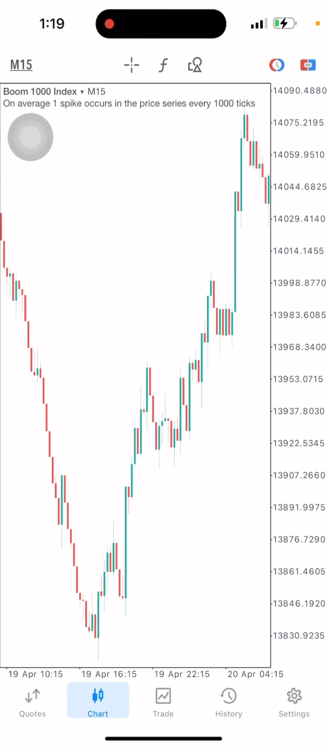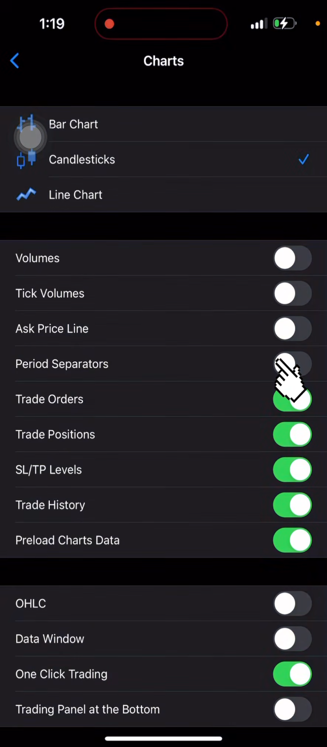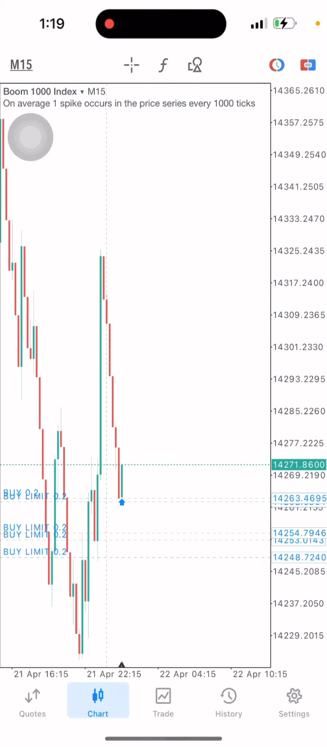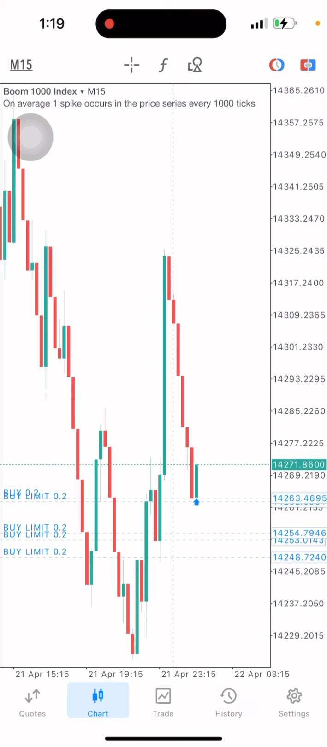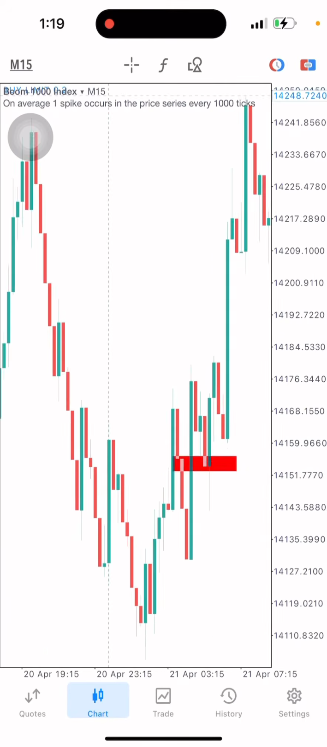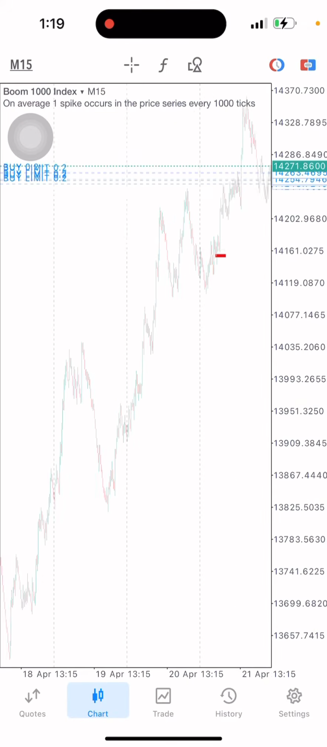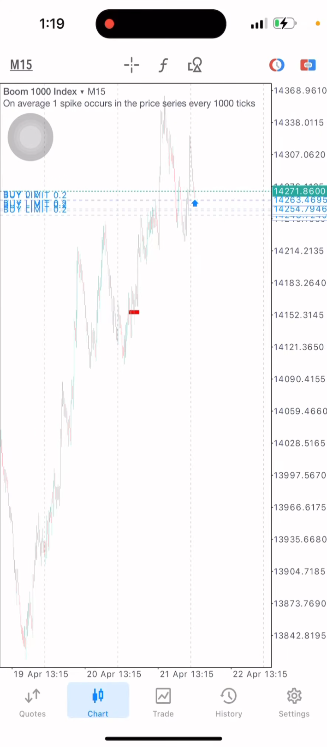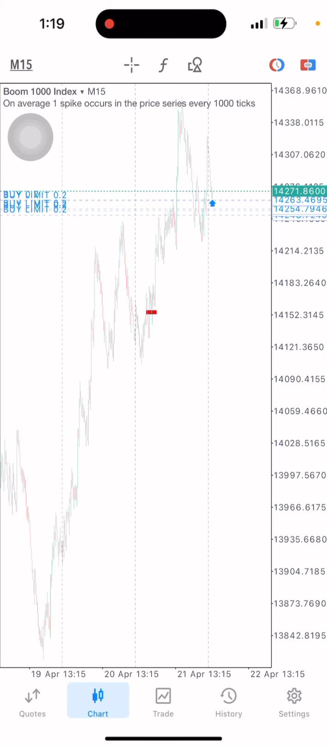Now, the first thing you're going to do is to get to your settings. Then you're going to enable what we call the period separators. Enable it, and that is it. Once you enable period separators, you're going to see the different separations of the market based on which day and which day. As you can see, today is 22nd of April. The day before was 21st, and so the period separators separate one day from the other.